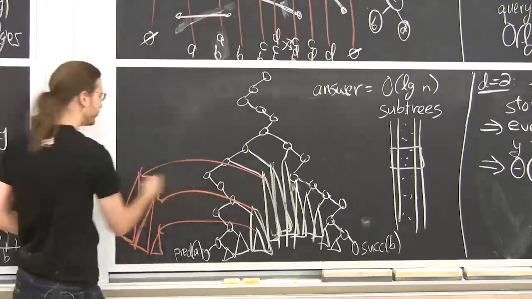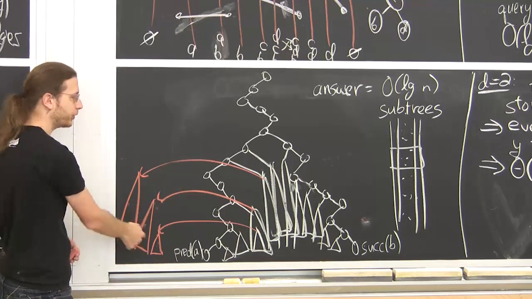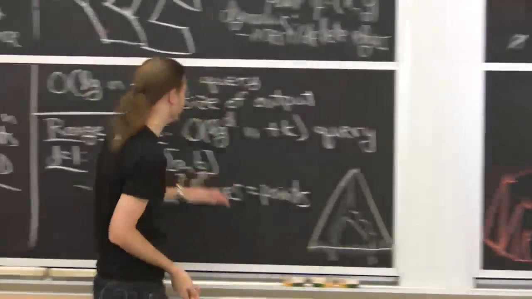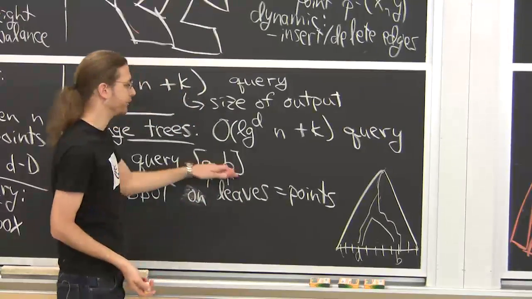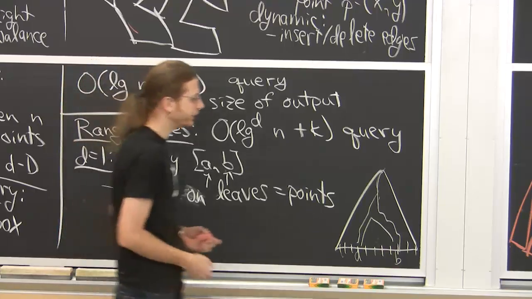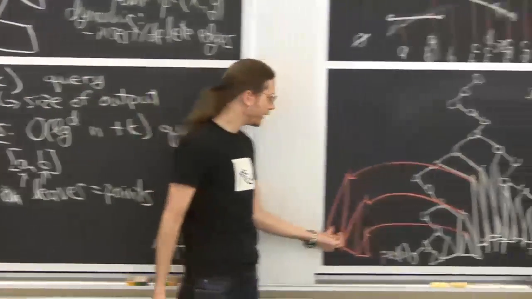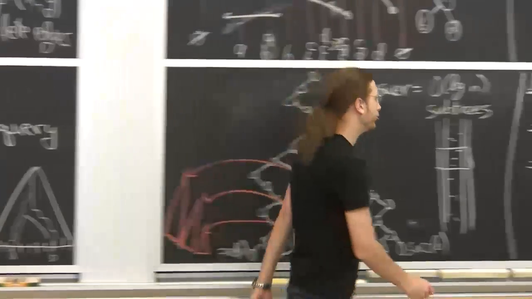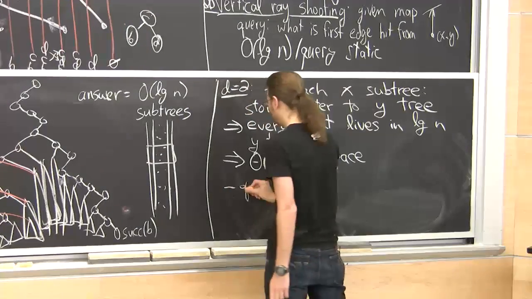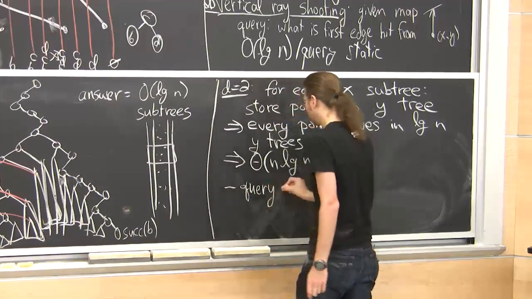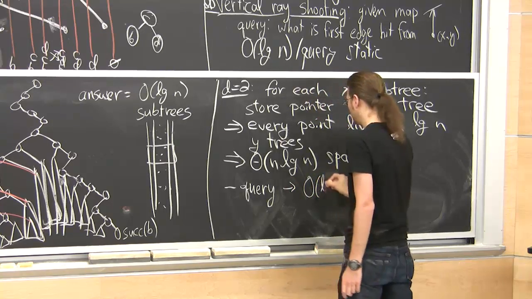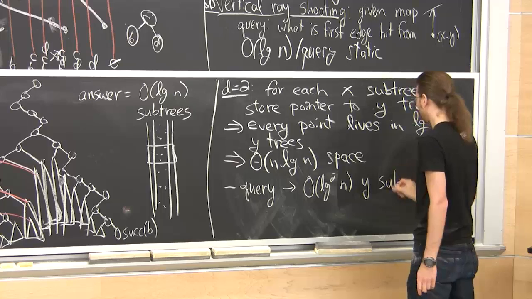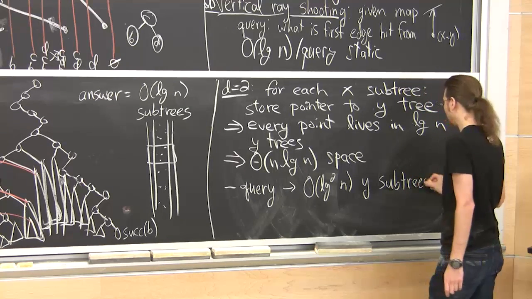For each of them, I jump over to y space and do a range query in y space, just like what we were doing here. So search for A, search for B, but in y coordinate. And then I get log n subtrees in here, log n subtrees in here, log n subtrees in here. So the query gives me log squared y subtrees. Takes me log squared n time to find them.